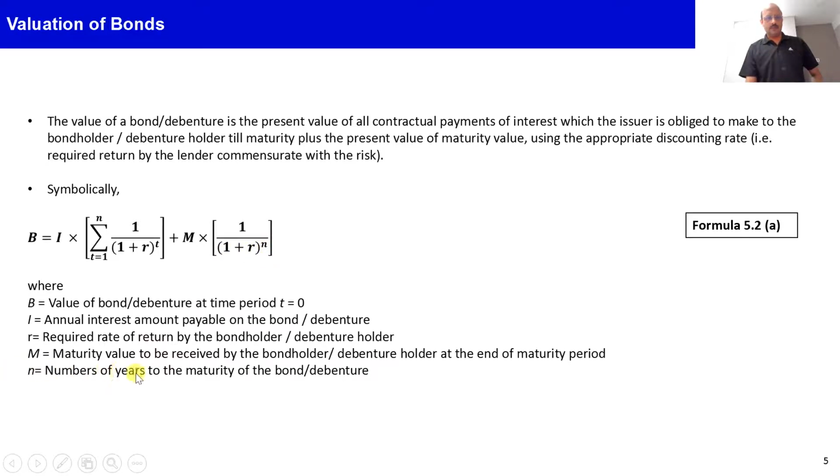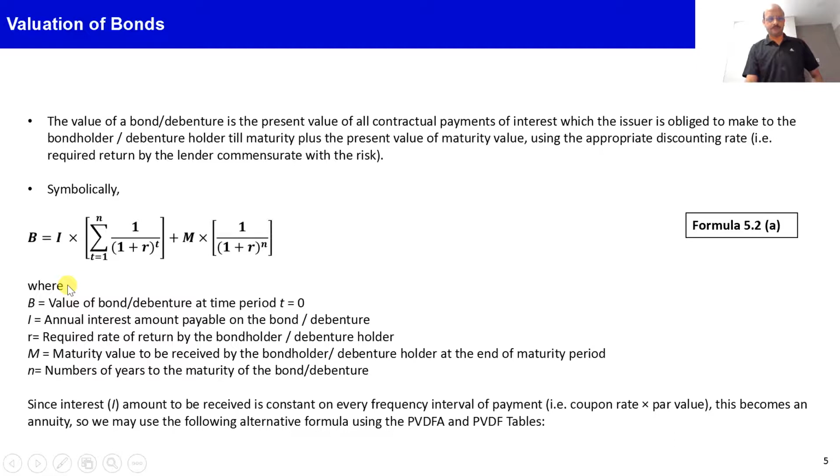N is the number of years to the maturity of the bond. From now, whatever is the number of years, at that number of years with the required rate of return of the investors, that gets discounted. So this is the present value of the maturity amount. When we add both together, the total value of the bond is derived.